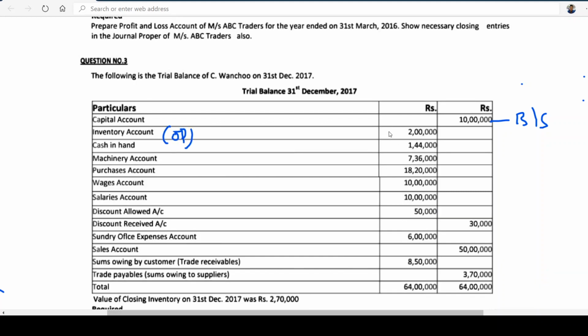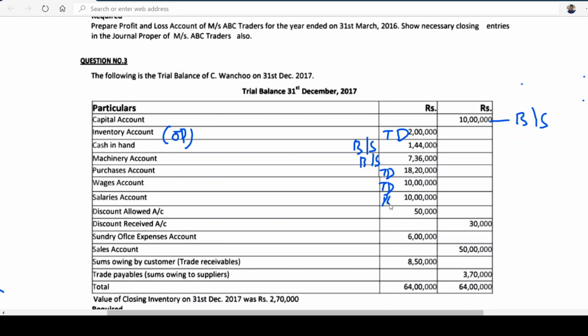Opening inventory will be taken to where? Trading account, debit side. Cash in hand will go to balance sheet, asset. Machinery account will go to balance sheet. We haven't discussed this yet, but these are all called assets. Purchase account will go to trading account, debit side. Wages account will go to trading account, debit side.